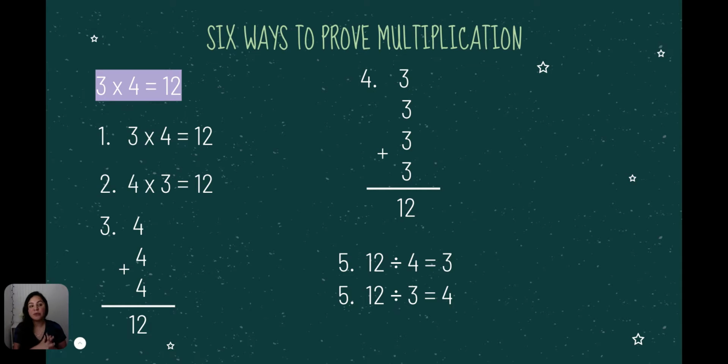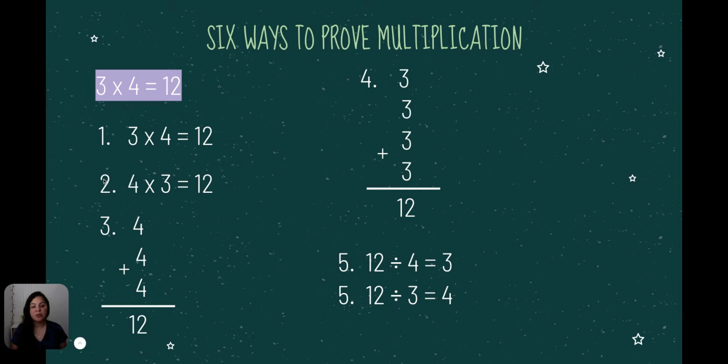So the problem we're going to be focusing on is 3 times 4 equals 12. So we're going to go over each way we can prove this problem. So our very first way, which is way number 1, is just writing the same question. So 3 times 4 equals 12 is our very first one.